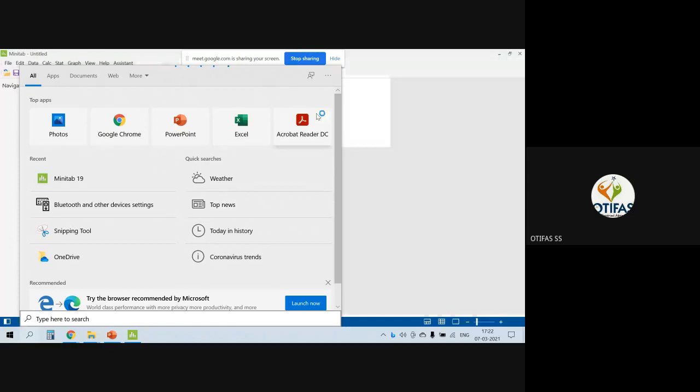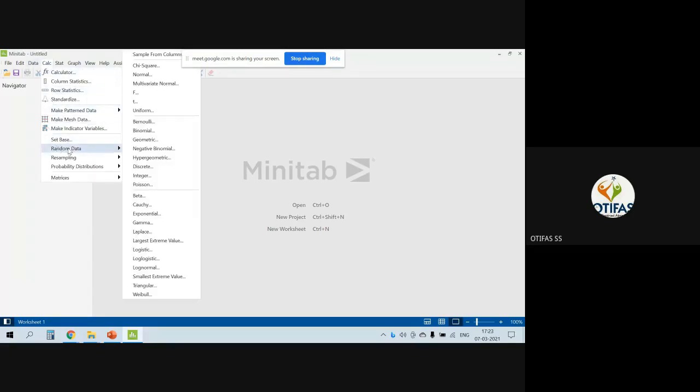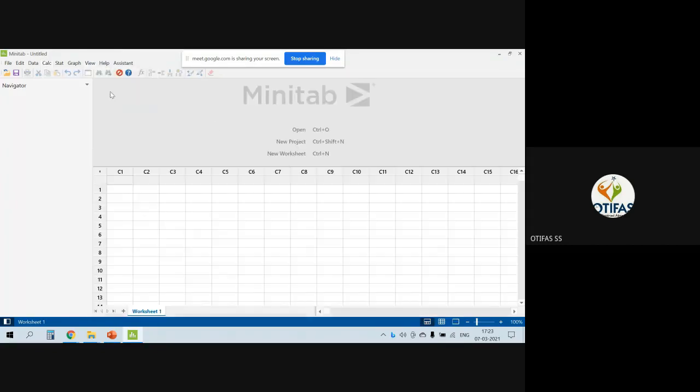Normally distributed data, random data. Suppose you want to practice in Minitab and you don't have data. So you can ask Minitab to give you data. If you go to Calc and, let me show you the window.